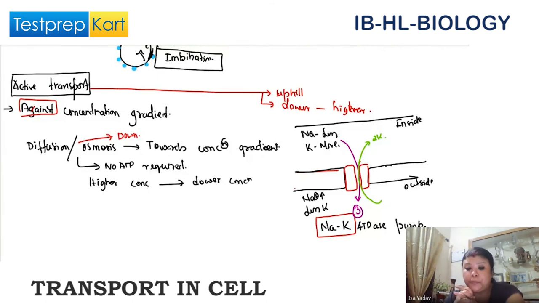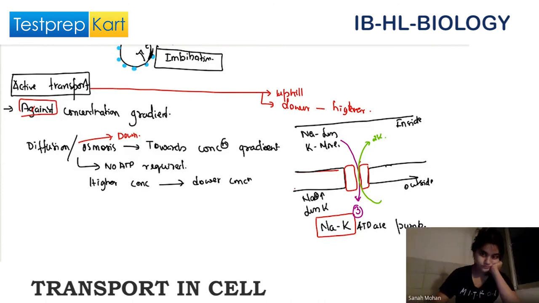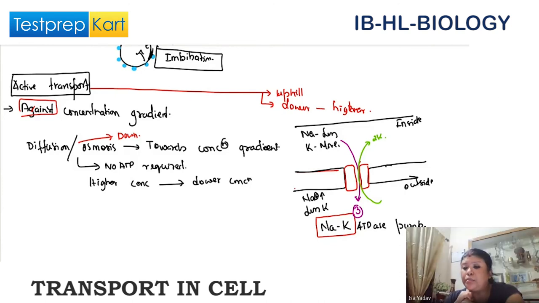Outside the neuron, the sodium is more, potassium is less. Inside the neuron, sodium is less, but potassium is more. Now, what did I say about active transport? It will work against the concentration gradient. So concentration gradient means from a region of higher to lower or lower to higher? Which one, Sana?